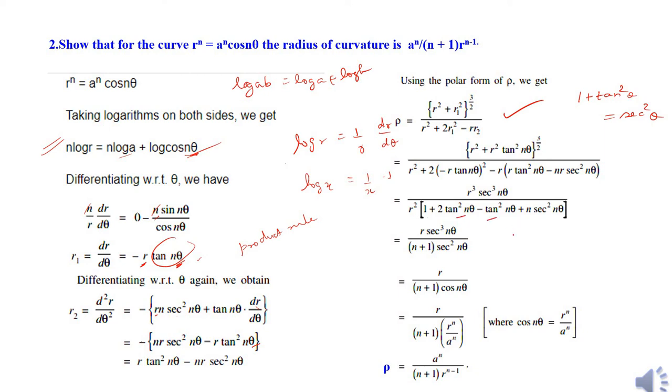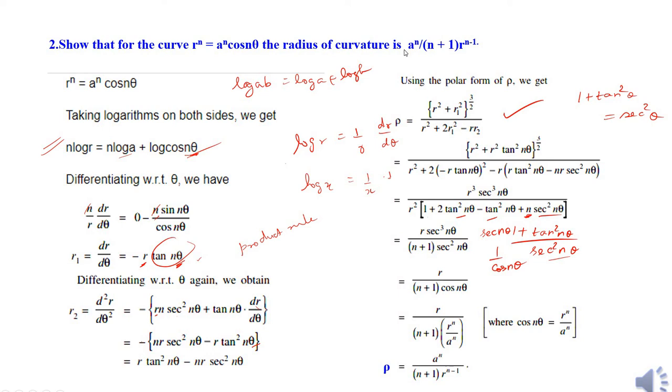So this with this gives you 1 plus tan square n theta, but 1 plus tan square is secant square, and already here also you have this, so with n, n plus 1 secant square n theta, and 1 secant square can be cancelled, so you have r by n plus 1 secant n theta in the numerator, which means you can have it in the denominator as cos n theta. So you have this step because of that, r by n plus 1.